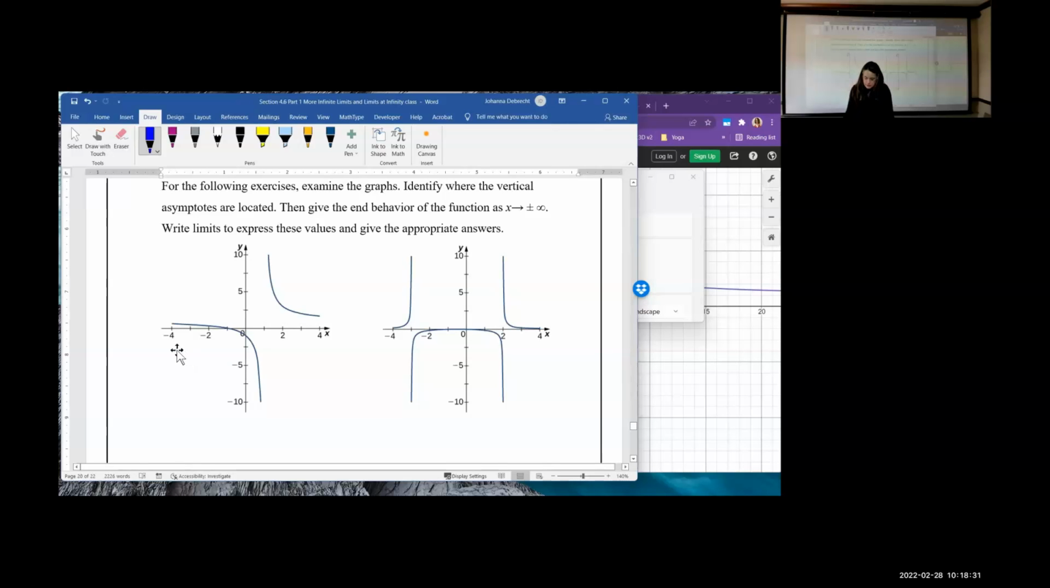Vertical asymptotes. I think in the first graph, we must have a vertical asymptote at 1. Here we must have a vertical asymptote at -3 and another one over here at 2. Does everybody see how I'm getting where the vertical asymptotes are? I'm looking for where the graph is avoiding hitting a certain value and skimming along the line like it's some invisible force field.